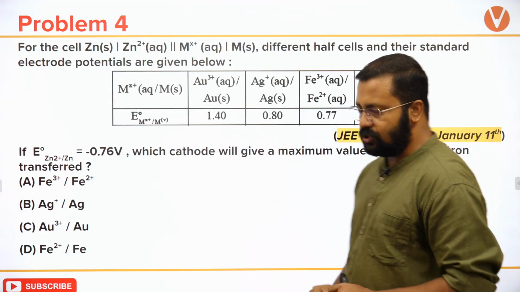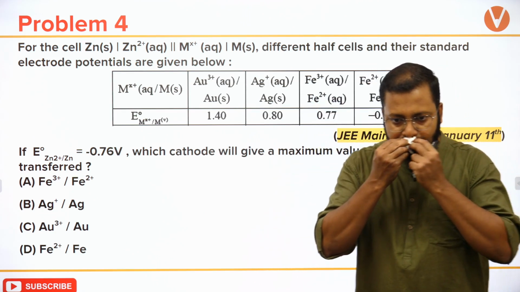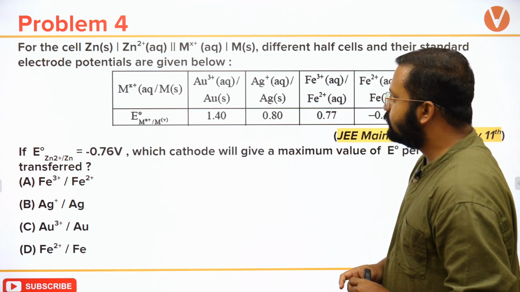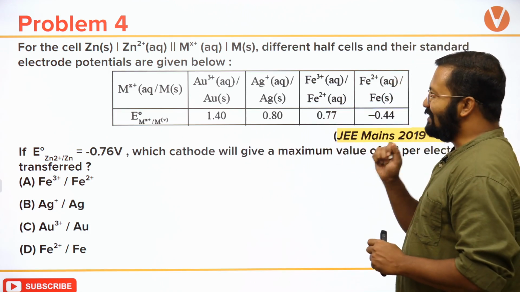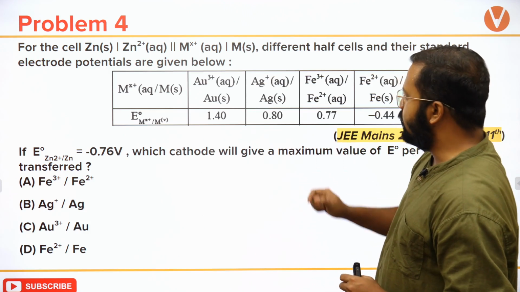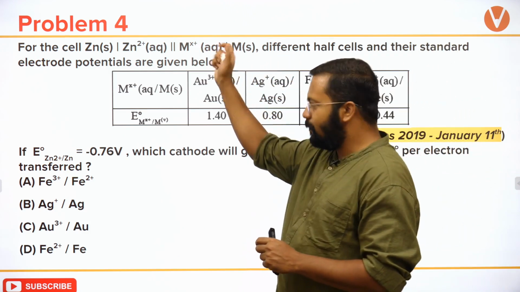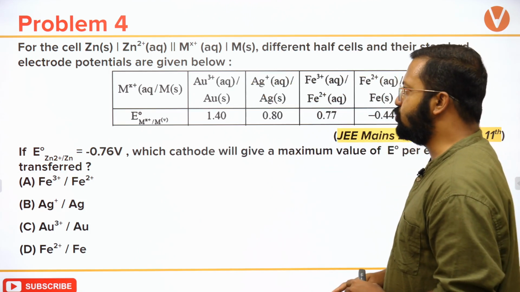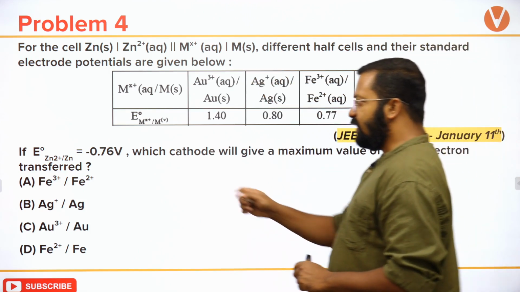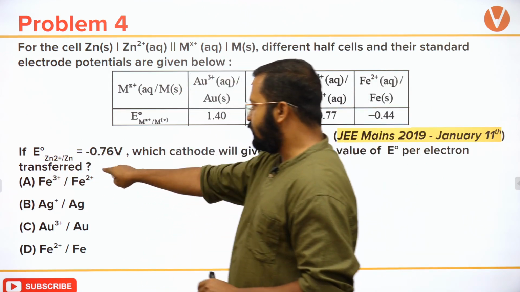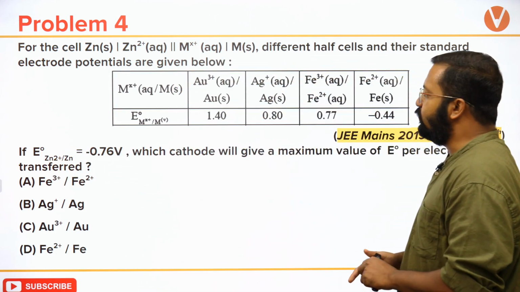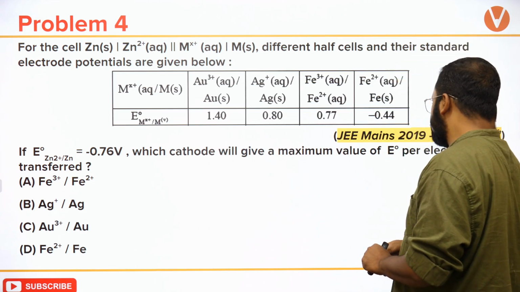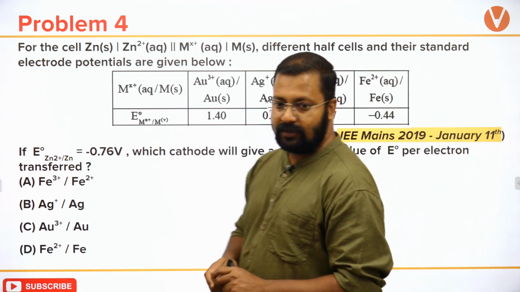Let's take the next question. Okay? Let's take the next question. For the cell zinc changing into zinc 2 plus combined with another half cell, different half cells and their standard electrode potentials are given below. If E naught zinc 2 plus zinc is minus 0.76, which cathode will give maximum value of E naught per electron transferred? Okay?